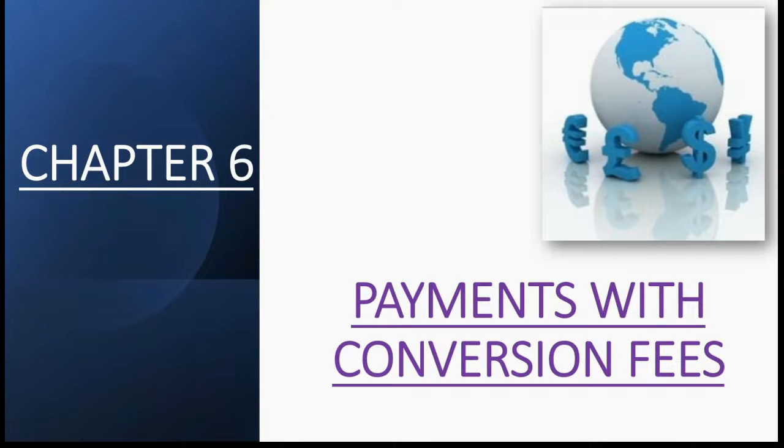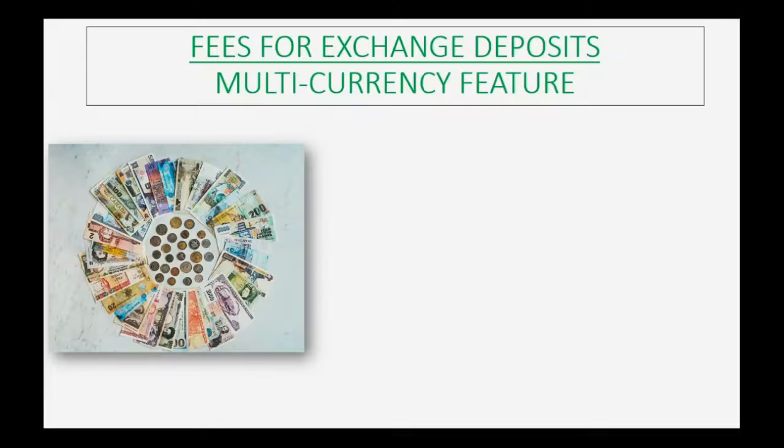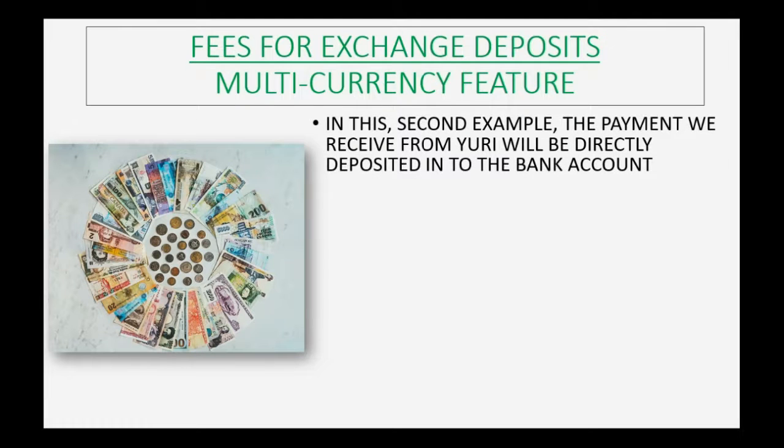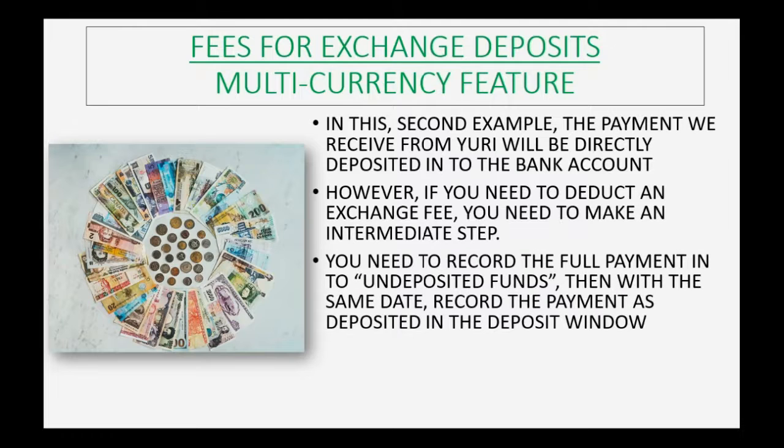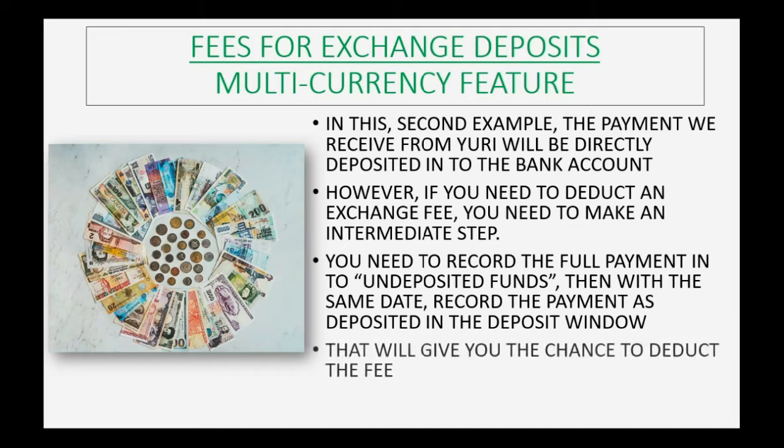Chapter 6. Payments with Conversion Fees. In this second example, the payment we receive from Yuri will be directly deposited into the bank account. However, if you need to deduct an exchange fee, you need to make an intermediate step. You need to record the full payment in the undeposited funds account. Then, with the same date, record the payment as deposited in the deposit window. That will give you the chance to deduct the fee.